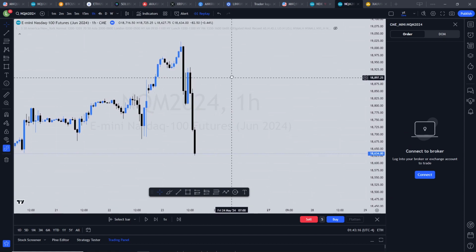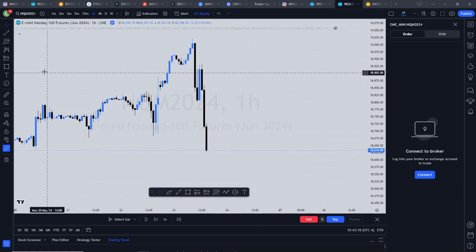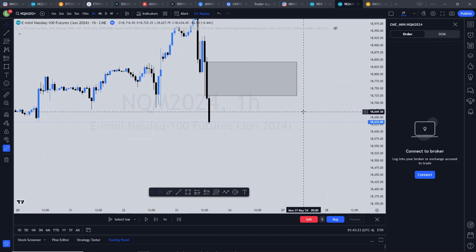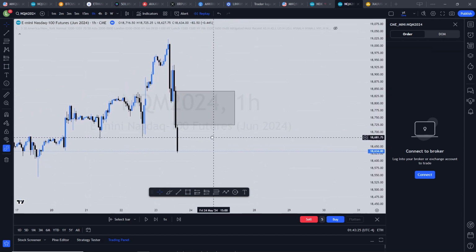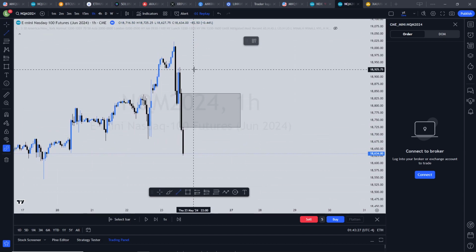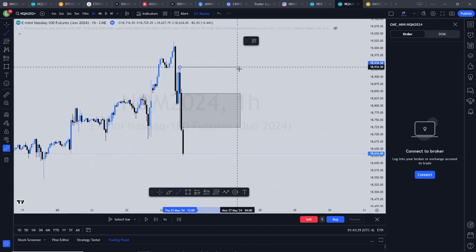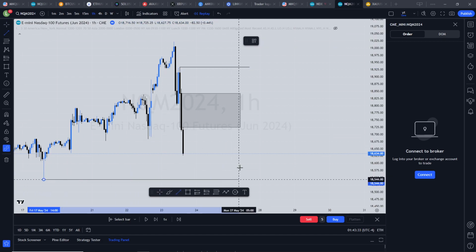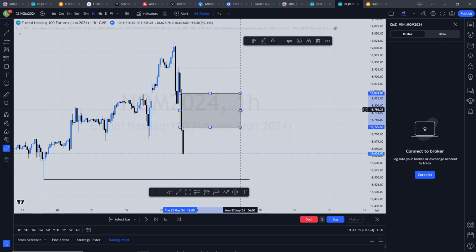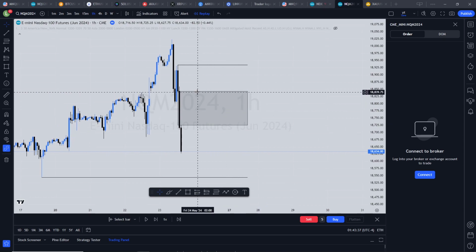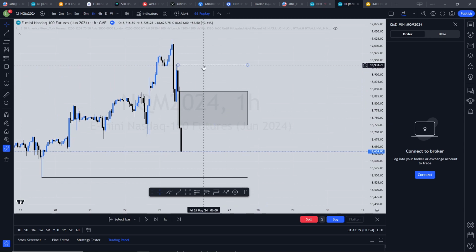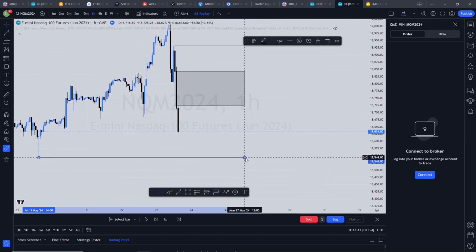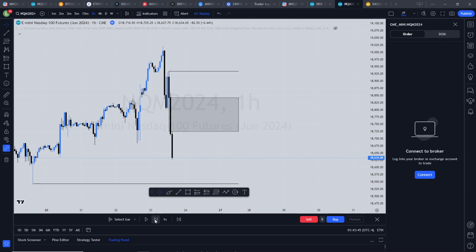I'm on NQ on the 1 hour time frame. I'm going to start by drawing out this fair value gap right here. And what I'll be targeting is this swing high here and this swing low here. Now, since this is a bearish fair value gap, if we disrespect this, I'll be targeting the buy side. And if we respect it, I'll be targeting this sell side right here. Now let's see what happens.